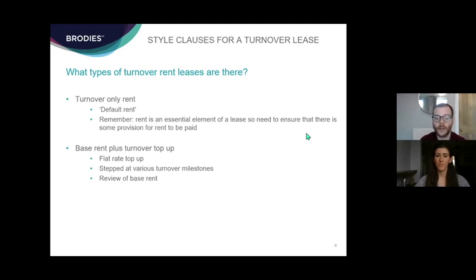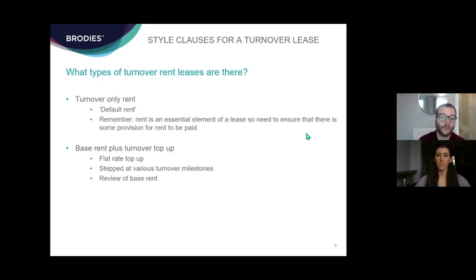Now, the reason for that is that the parties are seen to be sharing the pain, as it were, of having a value below the market value, but then they get to share. If the tenant has a really good year, the landlord gets to share in that as well. And if the tenant doesn't have such a good year, then the top up obviously won't be as much. So the landlord has to accept that as well.